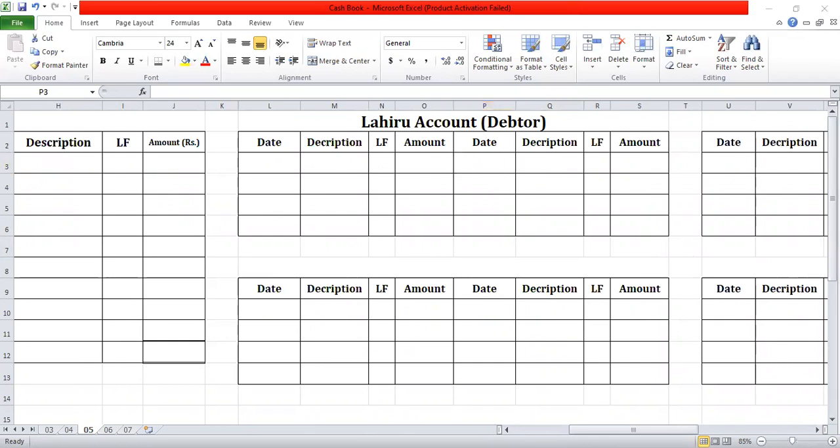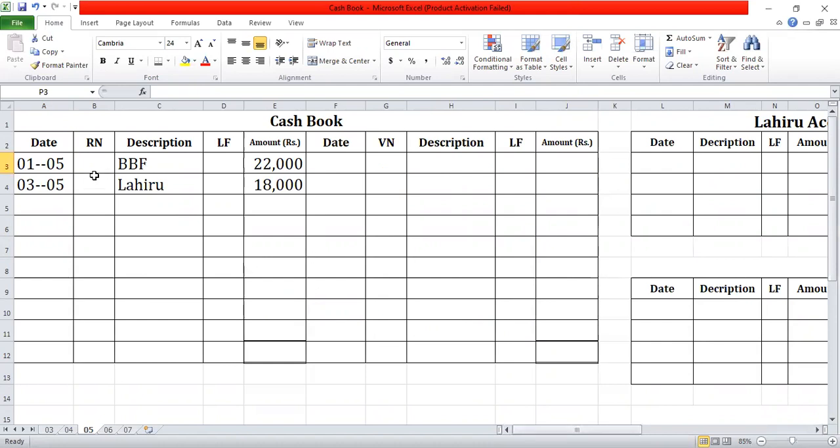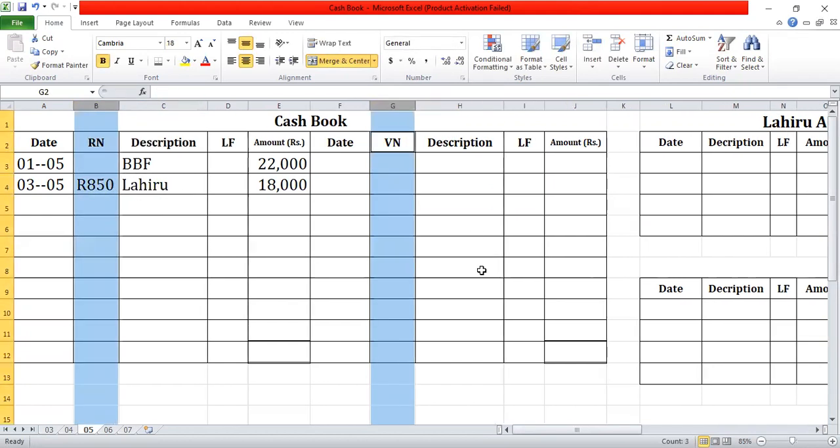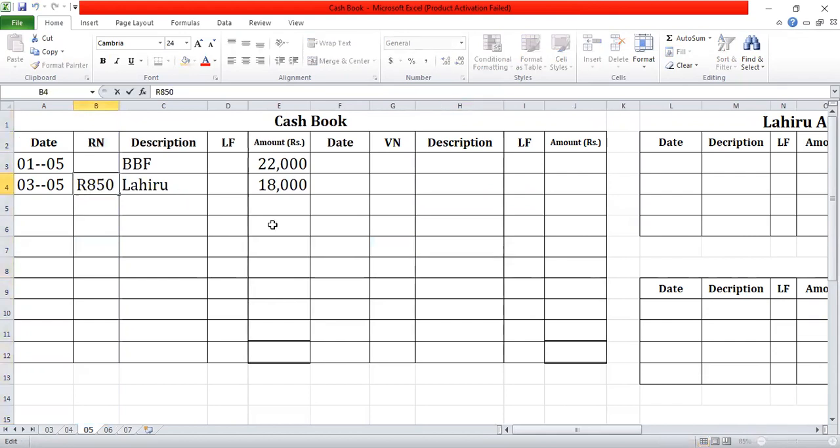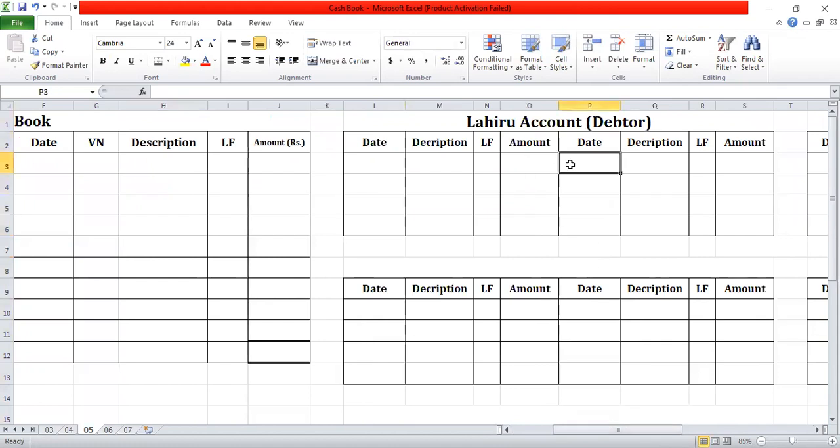I haven't written the receipt number. Thank you very much. Receipt number is R850. And credit Lahiru's account. Lahiru's account should be credited. The date is 3rd of May, cash, amount is 18,000.